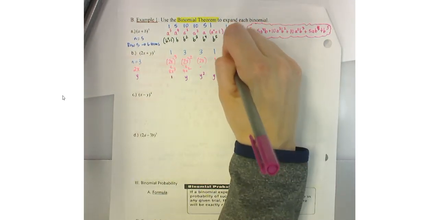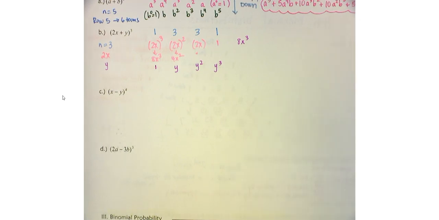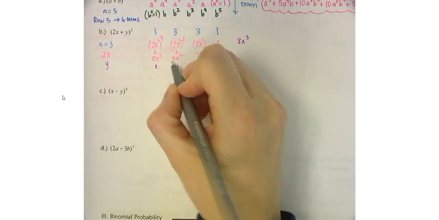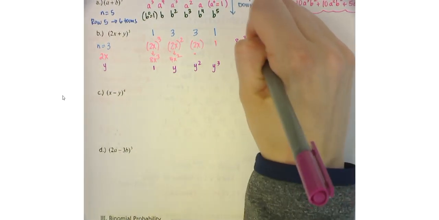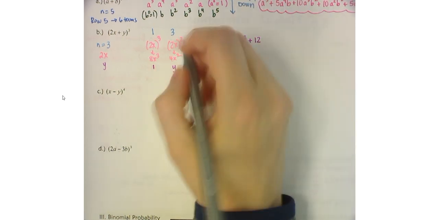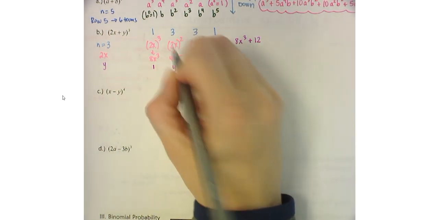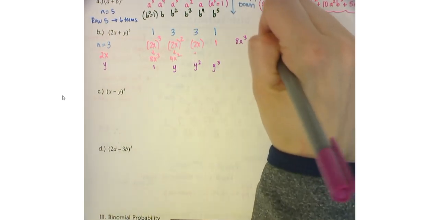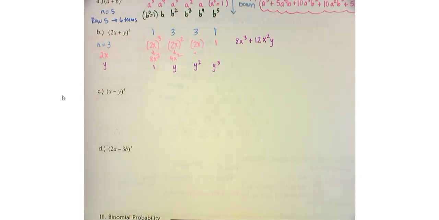All right, for the next one, we have a negative. So when you have a negative, you do have to take that into account. So your n value is going to be 4, and then you're going to use x, and then you're going to use negative y. Okay, so for 4, you have 1, 4, 6, 4, 1.